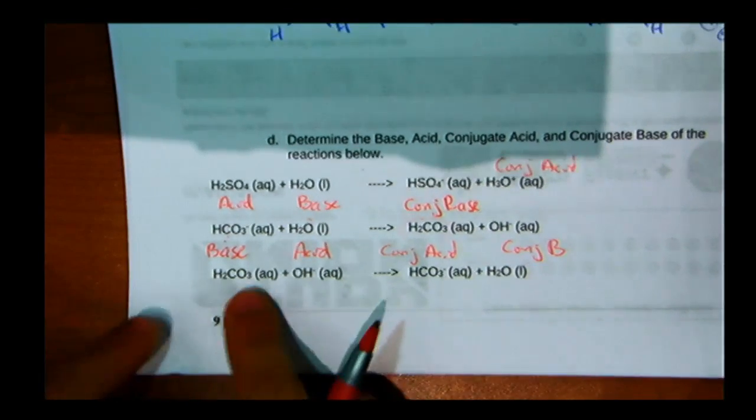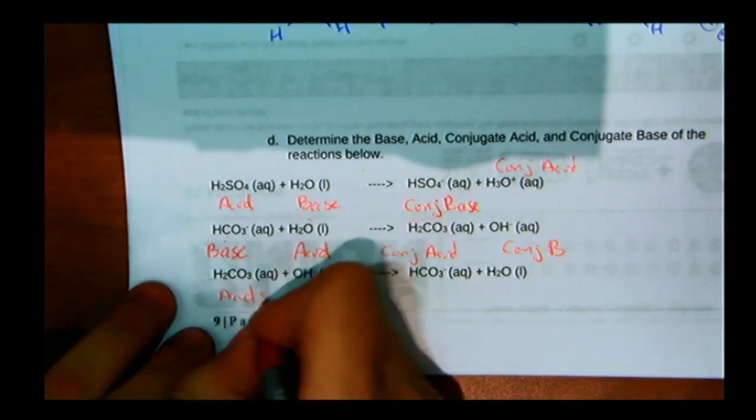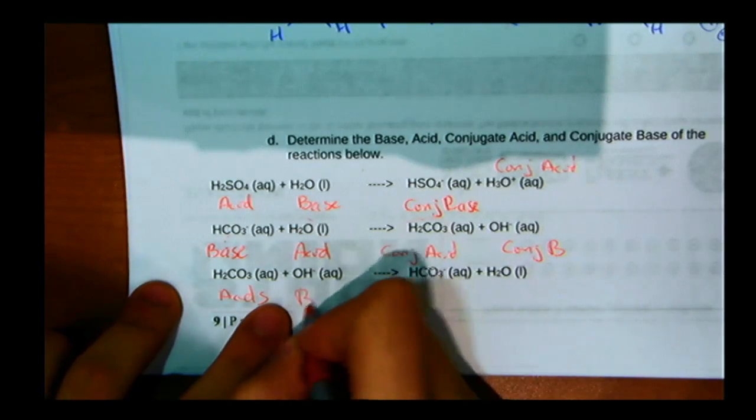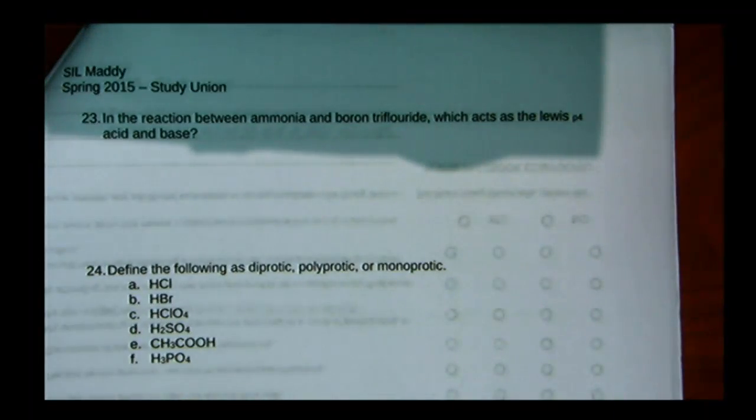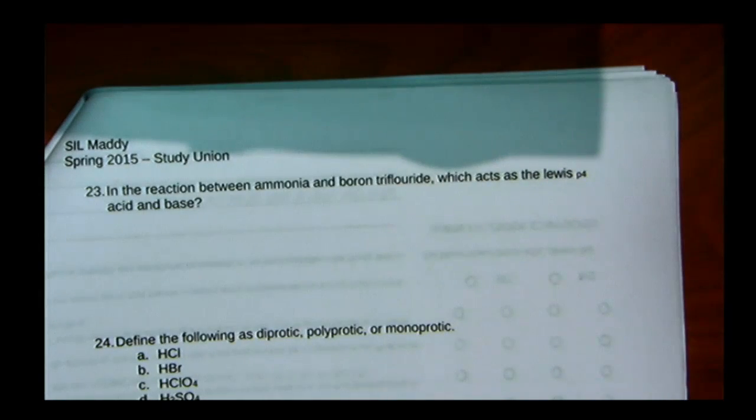Okay. In the reaction between ammonia and boron trifluoride, which acts as a Lewis acid and base? No, this is page 4. Okay. Let me go up. 1, 2, 3, 4. Okay. So in the reaction of ammonia and boron trifluoride, which acts as a Lewis acid and base? So we got to figure out which one does what. Ammonia, what's that look like? You should know that, hopefully.